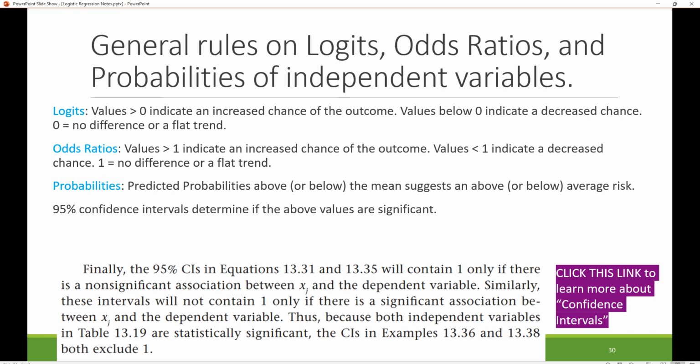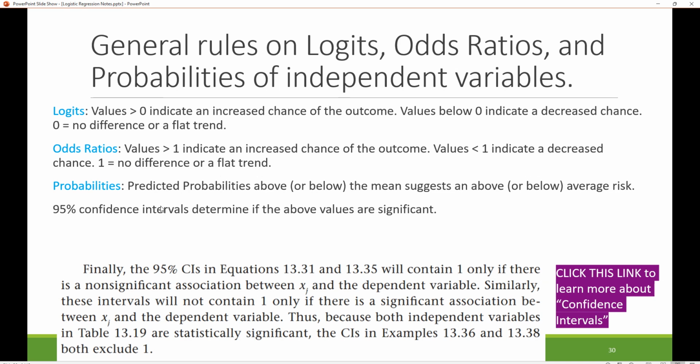For odds ratios, the values we want to keep in mind are that values greater than 1 indicate an increased chance of the outcome. Values below 1 indicate a decreased chance. And a value equal to 1 indicates no difference or a flat trend.